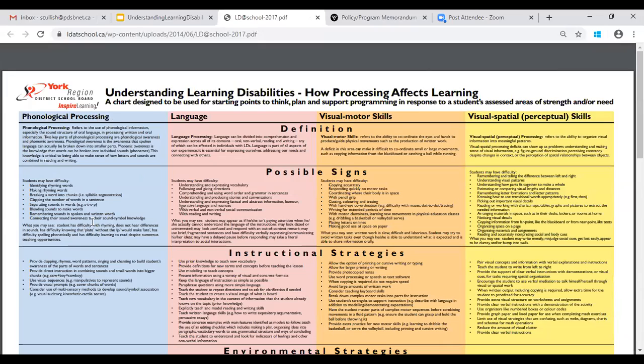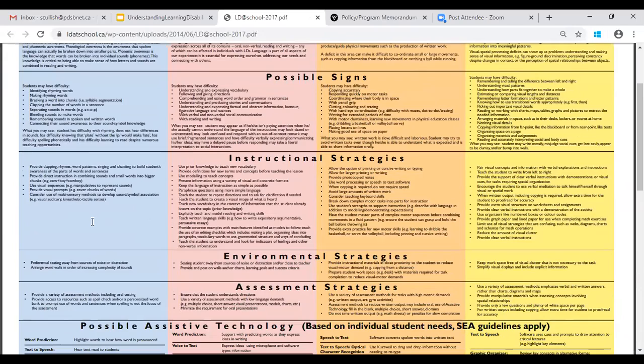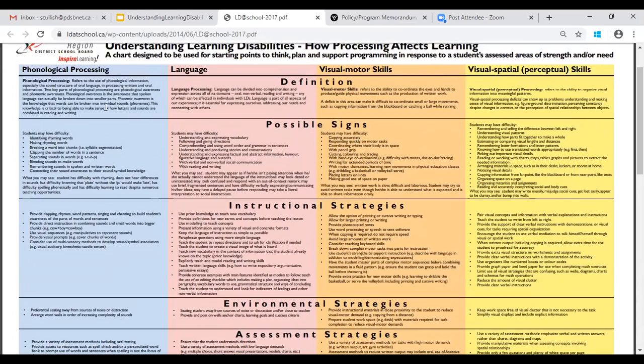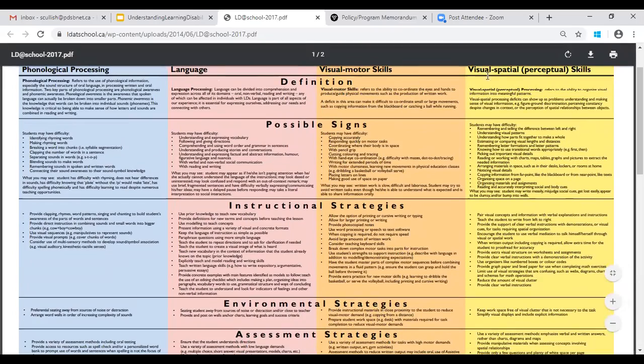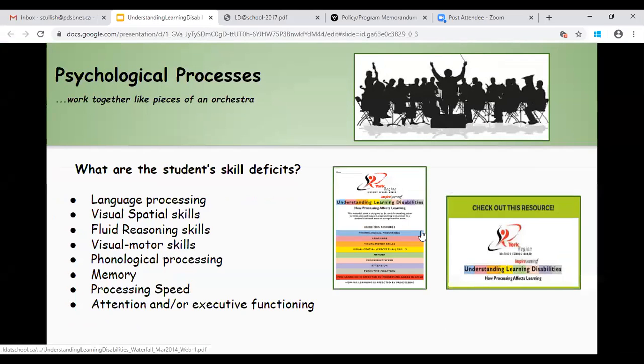And the nice thing about this document is it provides you with all of the strategies in terms of instructional, environmental, and assessment strategies. So it's a really nice starting point, and it's got all of the areas of processing listed across the top. It's a really nice starting point when you're trying to get started with your LD student.